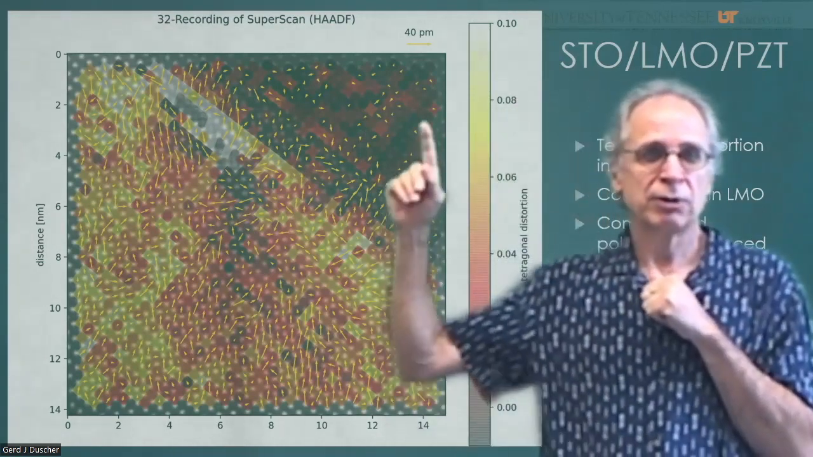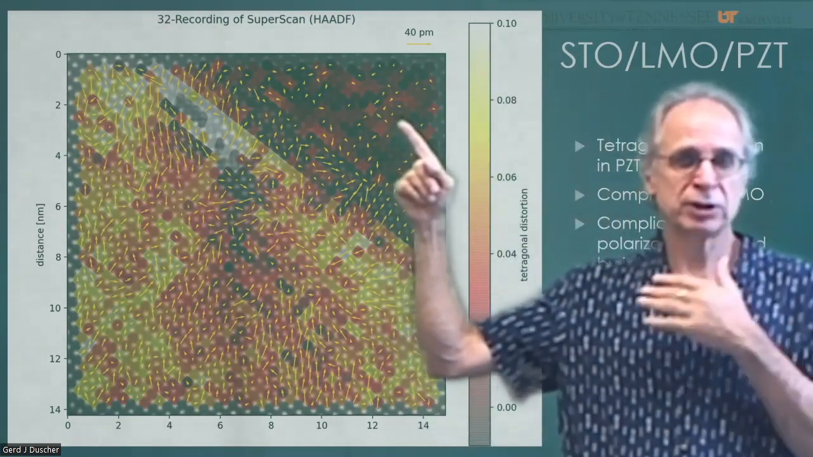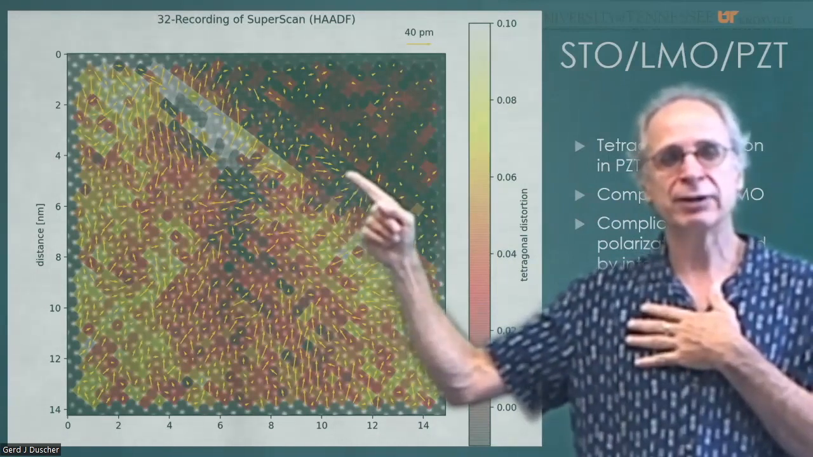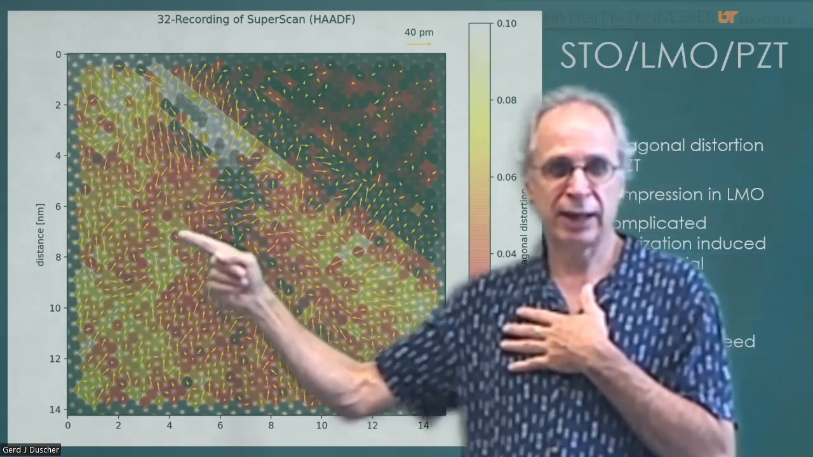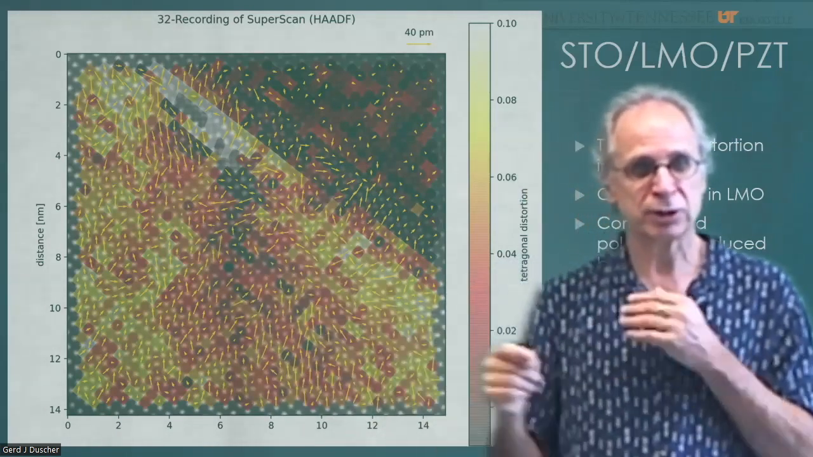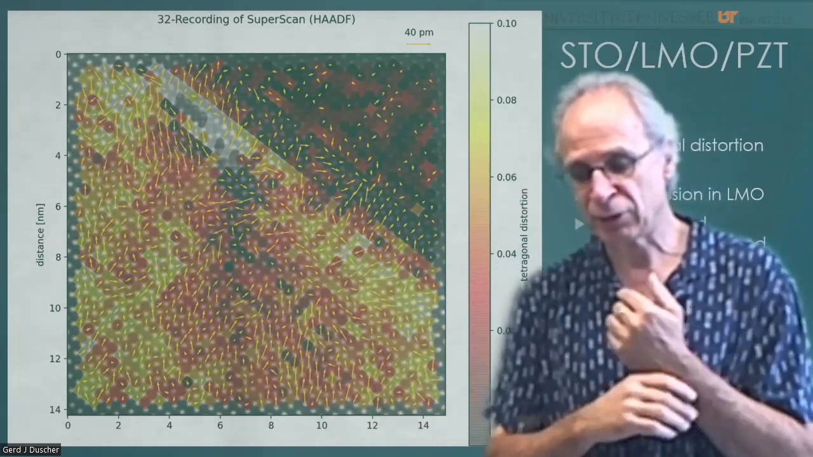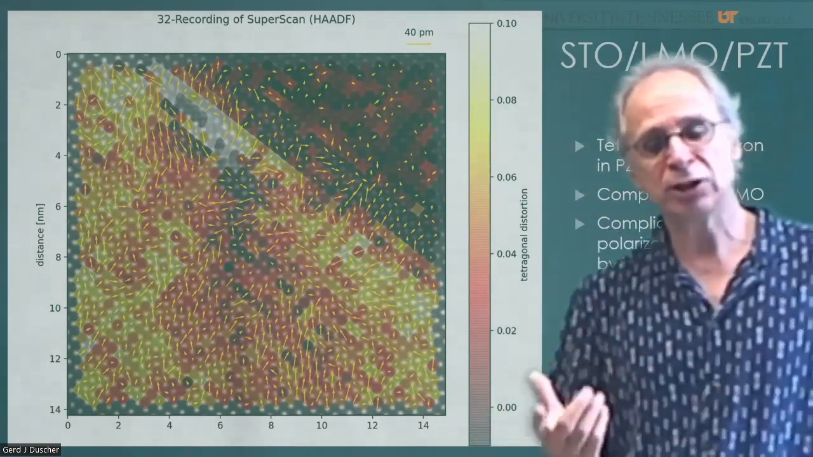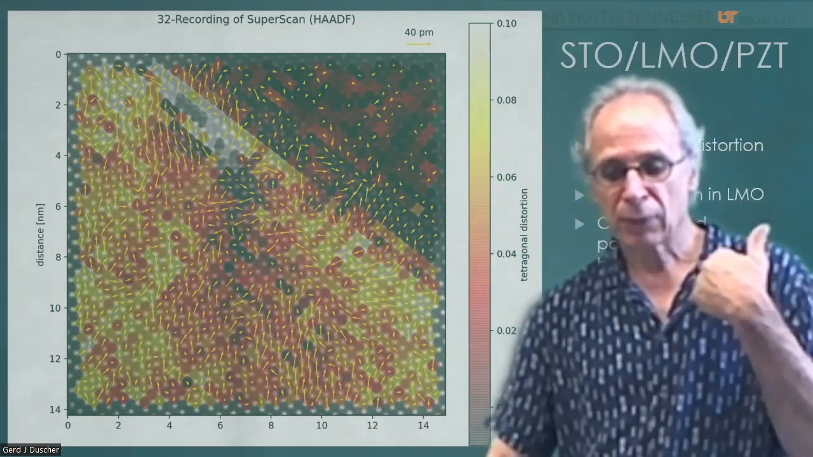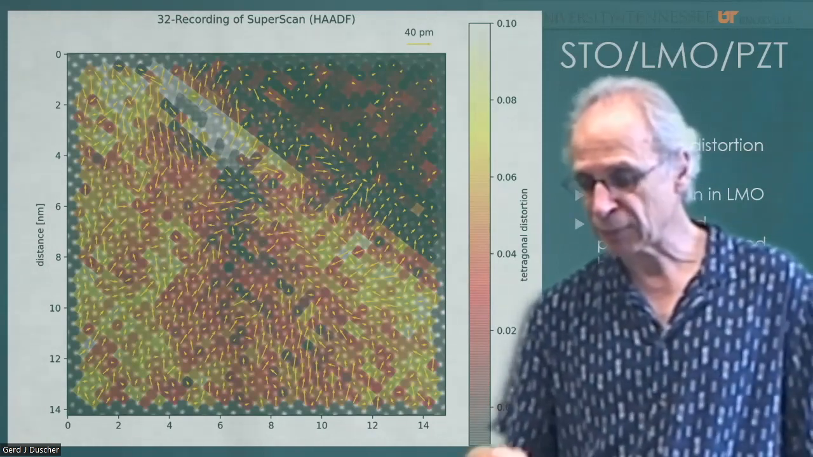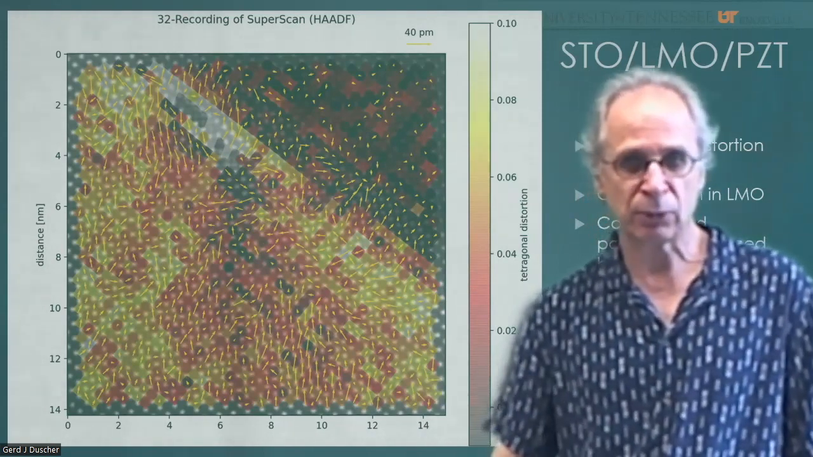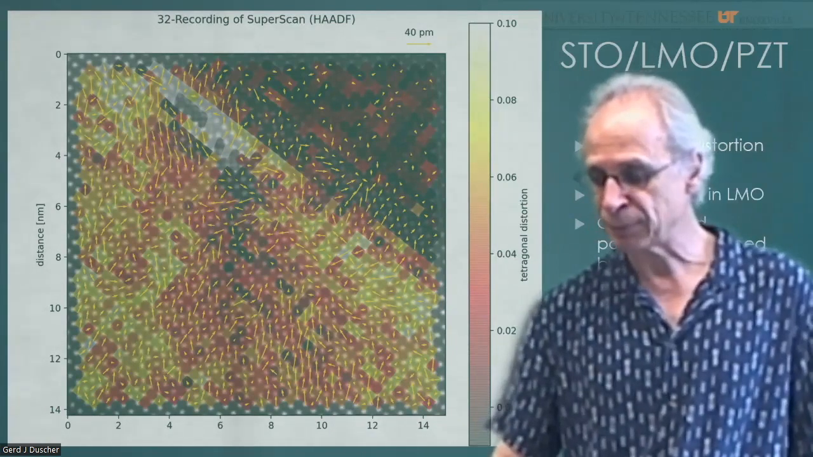So non-distorted strontium titanate, slightly compressed LMO, and then a highly distorted and therefore very inhomogeneous polarities or deviation from the titanium oxygen columns from the center.